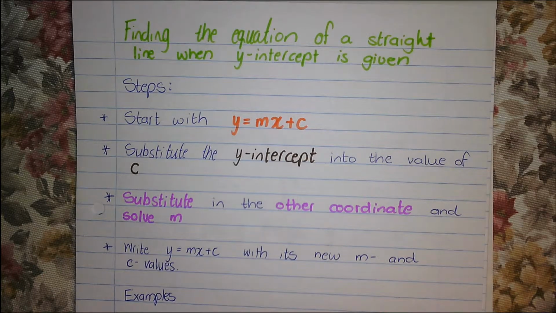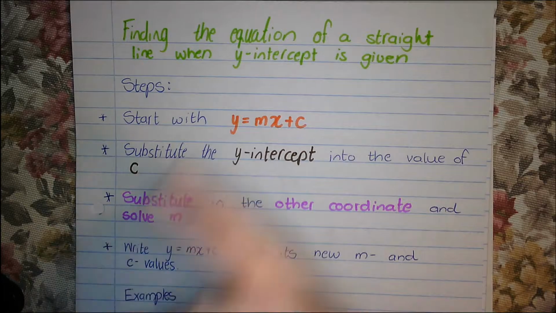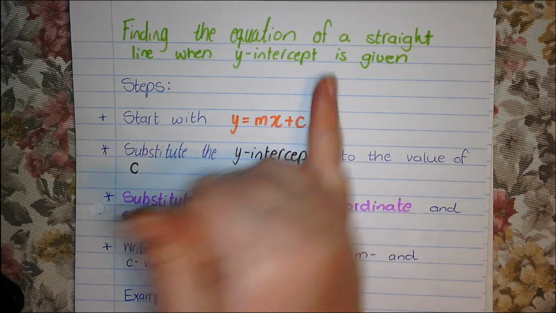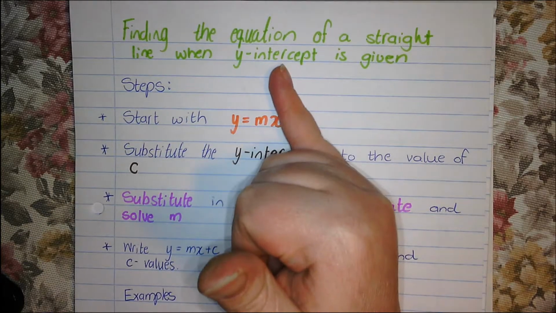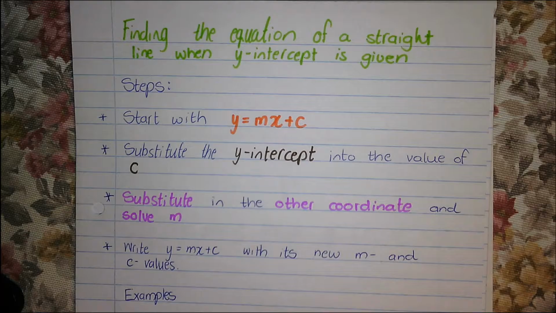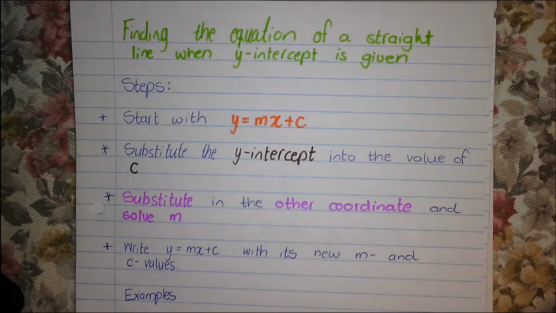So let's talk about finding the equation of a straight line, specifically when the y-intercept is given. You follow different processes for when the y-intercept is given and when the y-intercept is not given. So let's look at this. We have to give you the y-intercept and another coordinate, or two different coordinates.